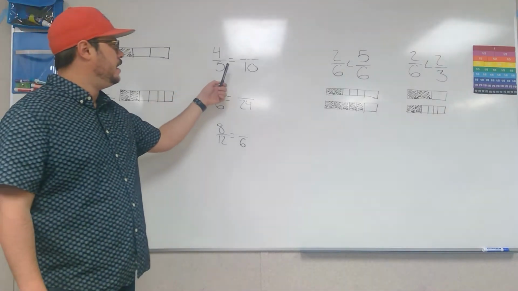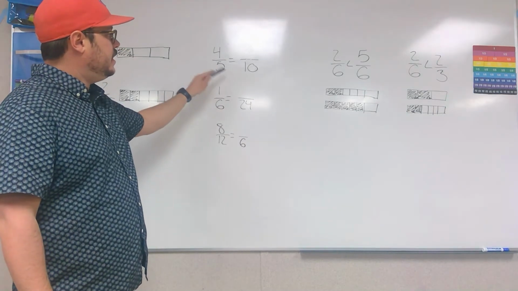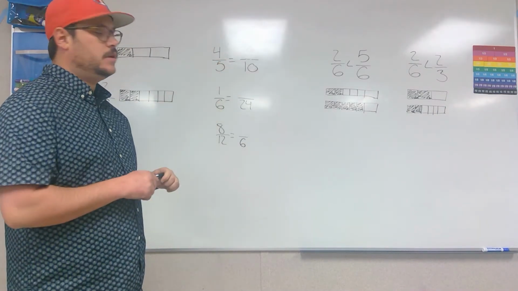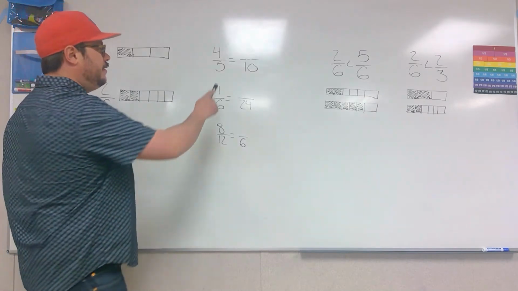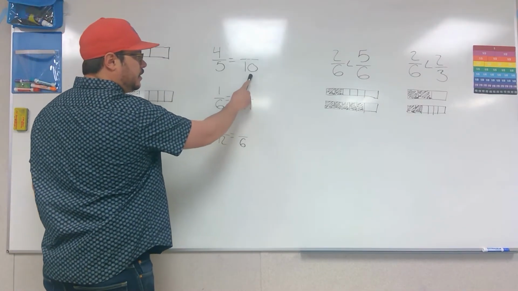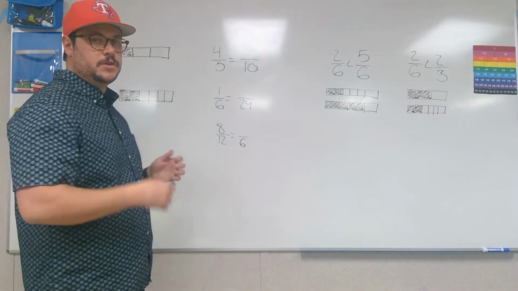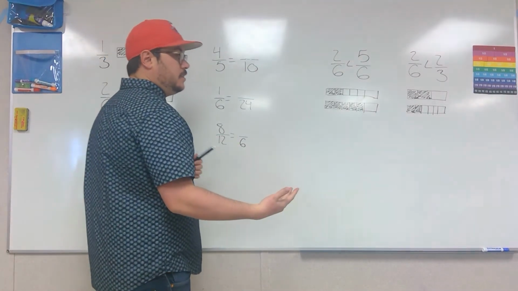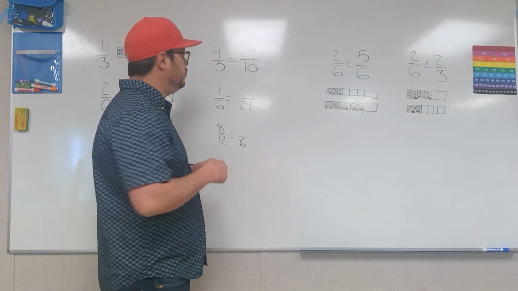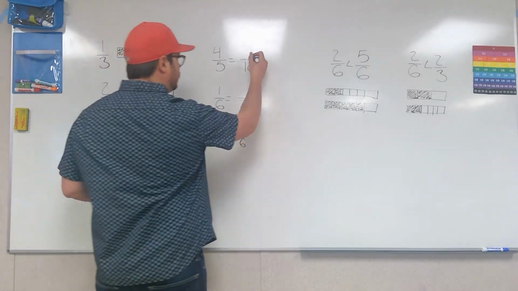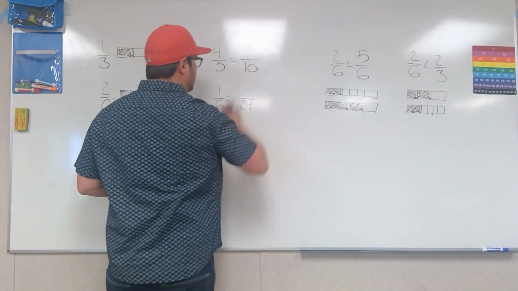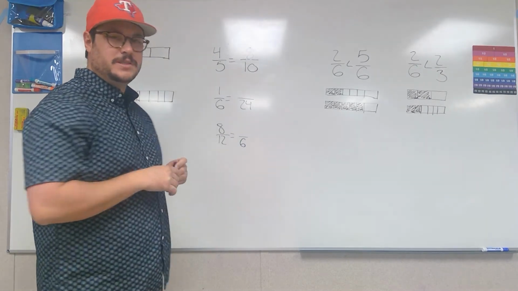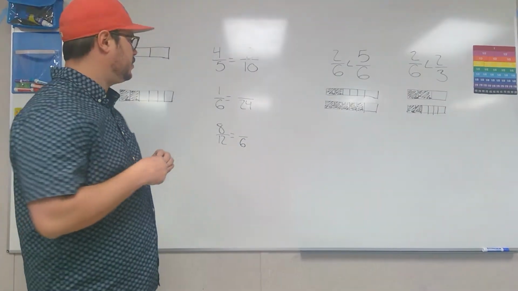So if we move over to here, we have 4/5 equals what tenths? So what number do we have to multiply 5 by to get 10? Well, that number is 2. If you multiply 5 times 2, that gives you 10. And if you do that to the denominator, you also have to do that to your numerator. So 4 times 2 equals 8. So 4/5 equals 8/10, equivalent fraction.